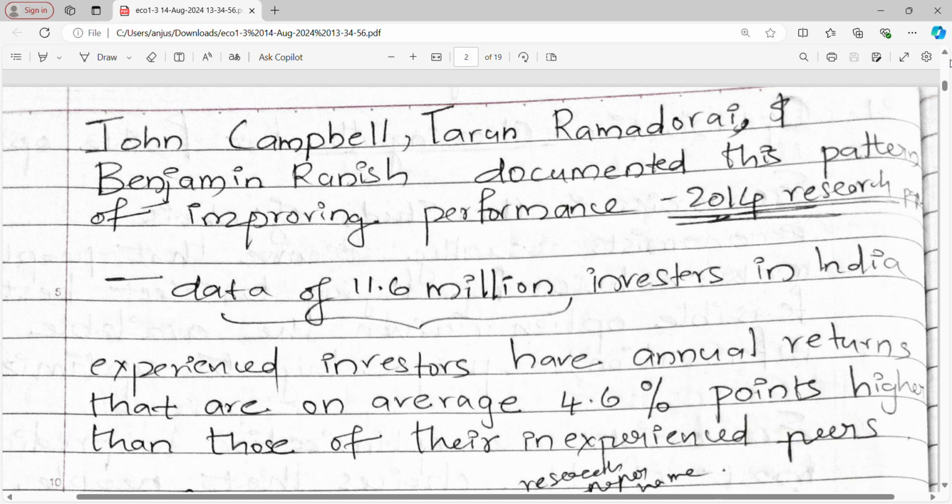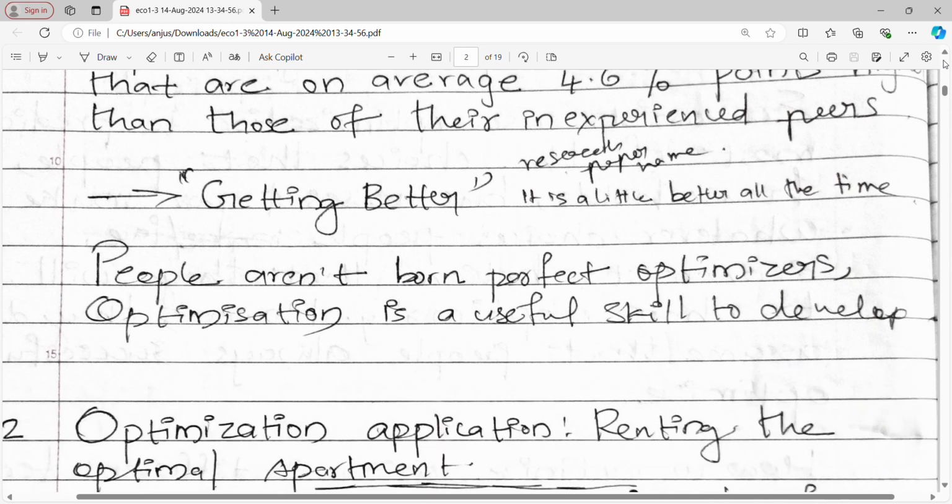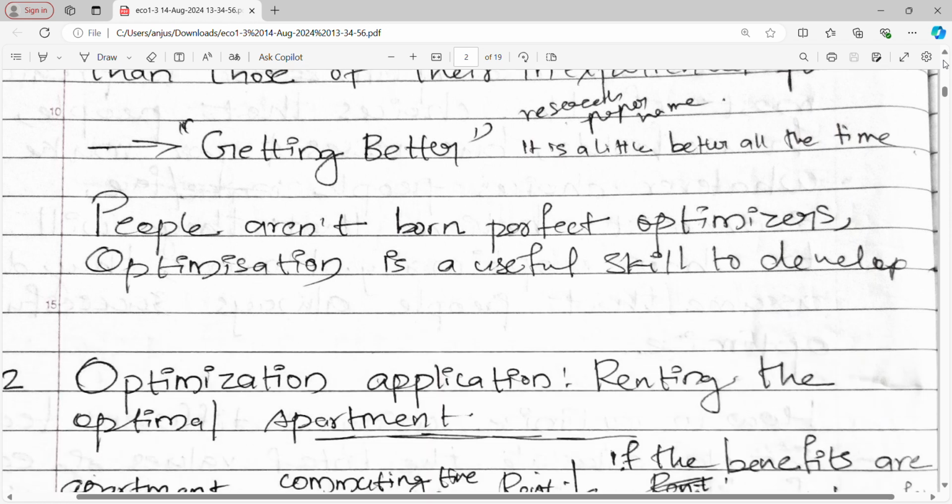The authors named their paper after the Beatles song Getting Better. The paper name is Getting Better, and they began the paper with this lyric: it is a little better all the time, that is, it can't go no worse. Because people aren't born perfect optimizers. Optimization is a useful skill to develop.